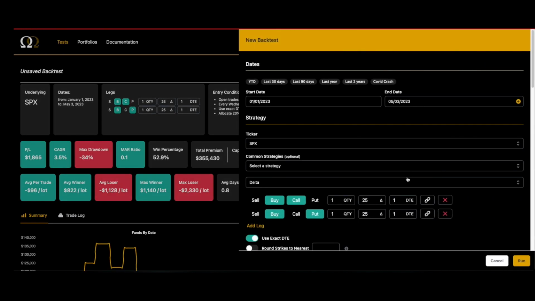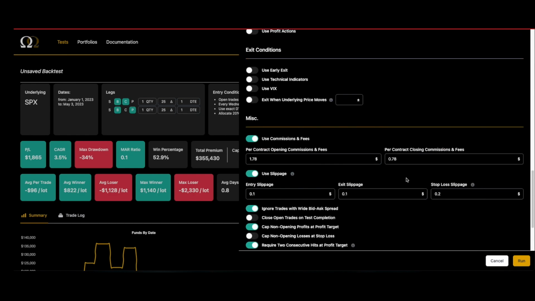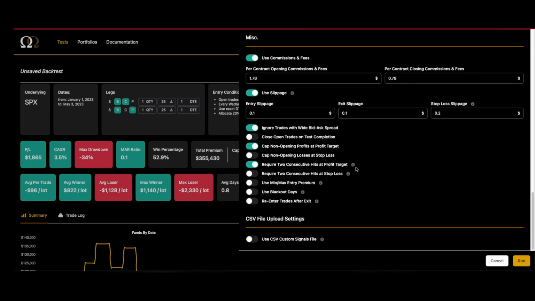There is a cap stop losses. We're not going to use that one. We're going to make it a little more conservative and just use it. The other thing that we're going to do is we will require 2 hits.